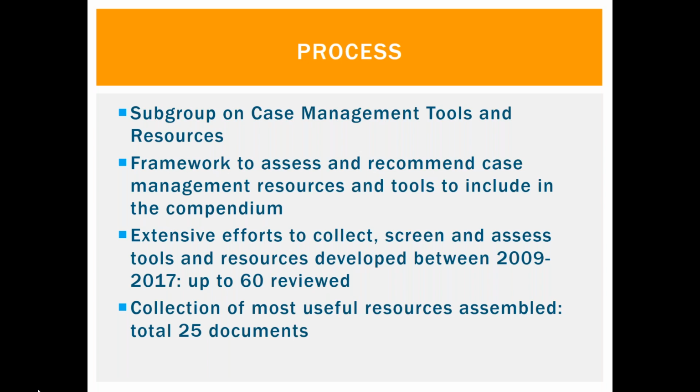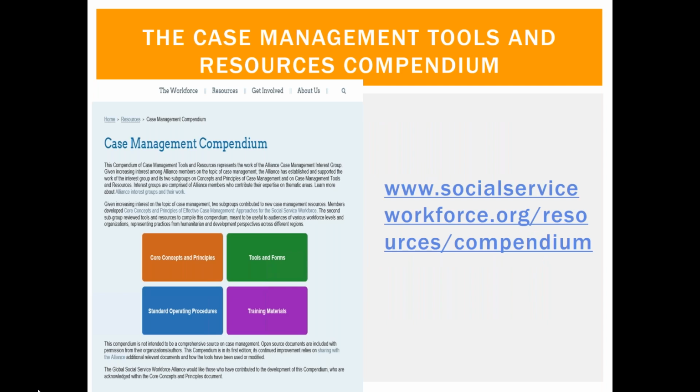This is the first edition, so it's not exhaustive. It's a living document, and it can be found on the Global Alliance website at this link. You can see on the left how it's organized. It's organized over four categories: core concept and principles, tools and forms, standard operating procedures, and training materials, which I'll go into in more detail later.